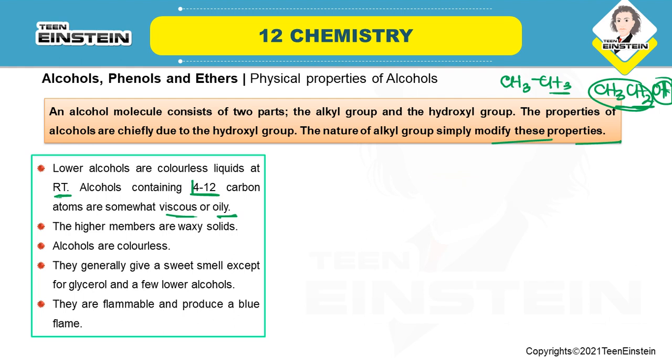And if you move further, that is, after 12, there will be a gradual change in appearance, and it will become a waxy solid. Okay. So in this way, as the number of carbon atoms increases, the physical appearance also changes. So see, here the OH group is fixed, you are just changing the alkyl group. And what change are you making? You are simply increasing the number of carbon atoms, and there is a change in the physical appearance.